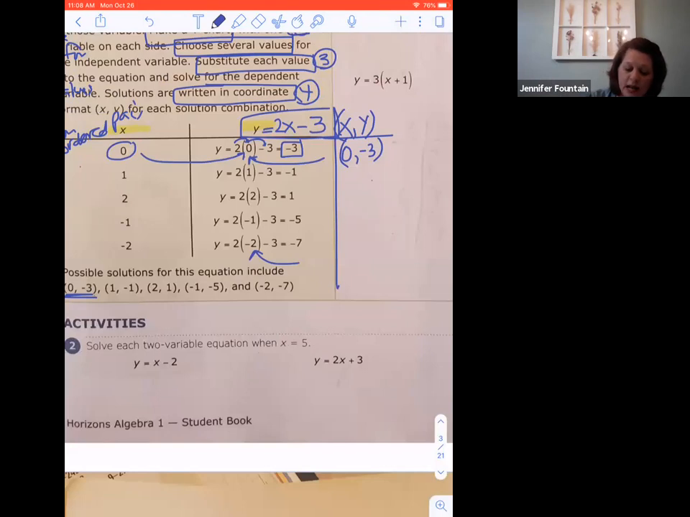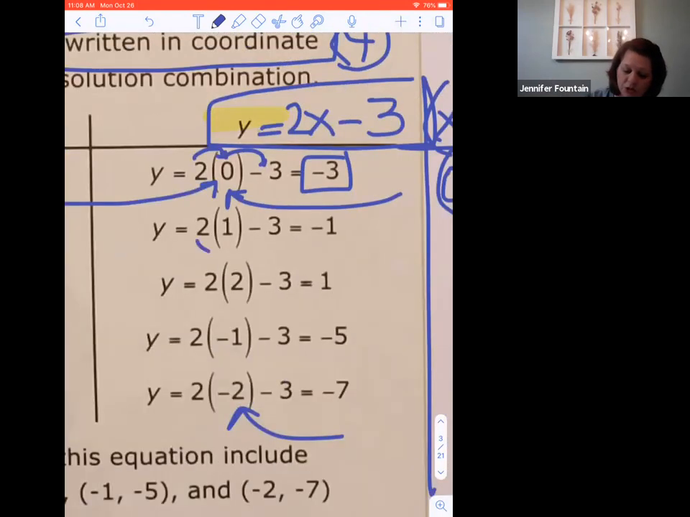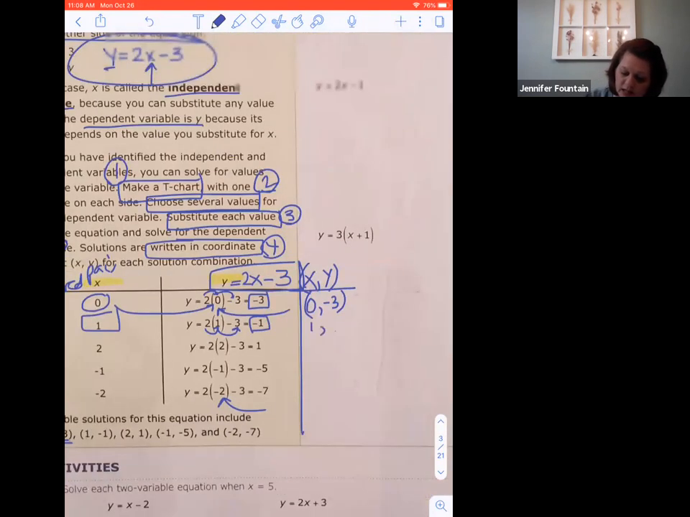So again here, now I'm going to plug in 1. So when I look at my problem, I've got 2 times 1 is 2, and 2 minus 3 is -1. So the ordered pair here is 1, -1. Then they've plugged in the value of 2. 2 times 2 is 4. 4 minus 3 is 1. So my ordered pair is 2, 1.